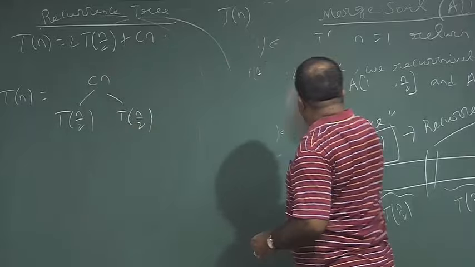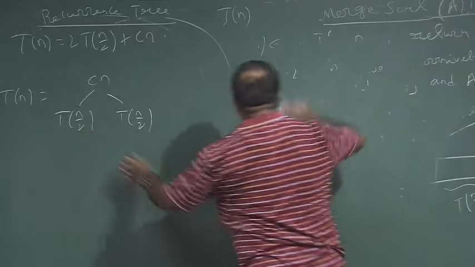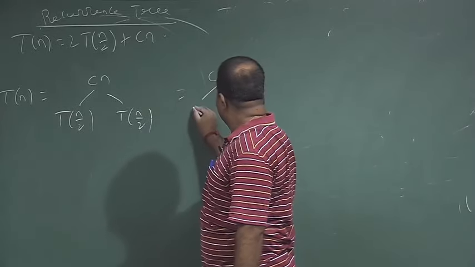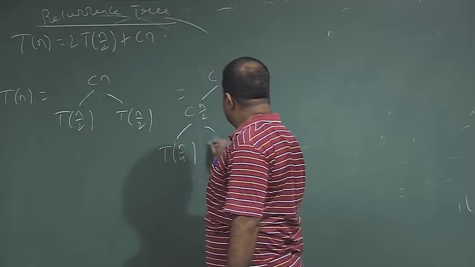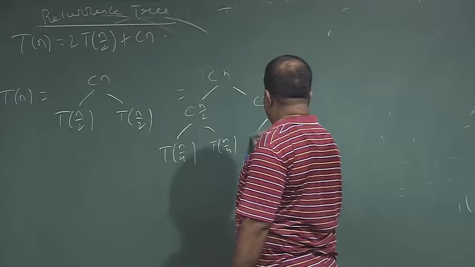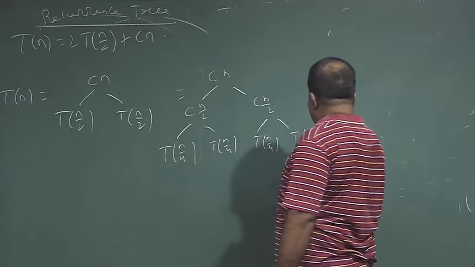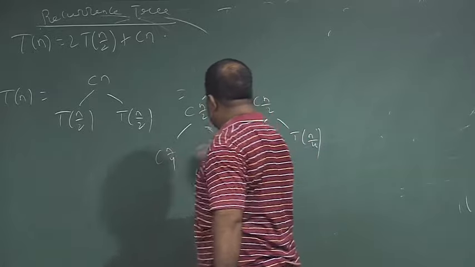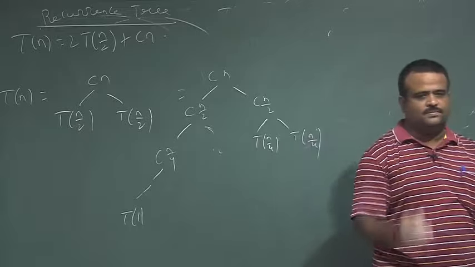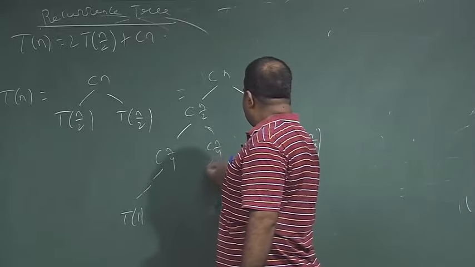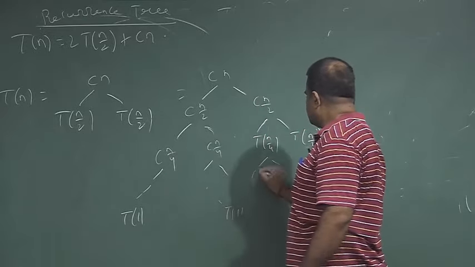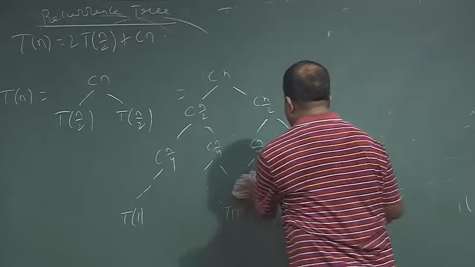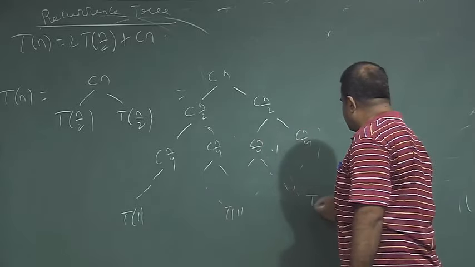Now, again we use the same recurrence. This is a problem of size n by 2, and again we divide this problem into n by 4 pieces. So, this will be cn by 2, T(n/4), T(n/4), cn by 2, T(n/4), T(n/4). So, T(n) is basically the sum of all these nodes. This way we continue, cn by 4, until we reach T(1). If there is only one element, we stop there, that is T(1). Every branch is stopping at T(1).